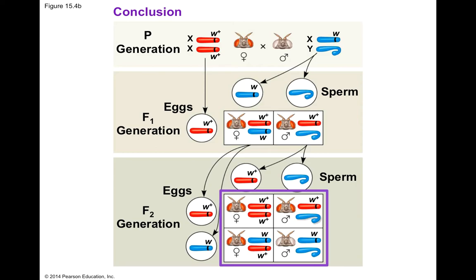Just be careful. Make sure you read what the question is asking. If they're asking how many flies are red, you would say 75%. If they ask how many females, then it would be 100%. If they ask how many males, it would be 50%. This is where you may need to distinguish between males and females.